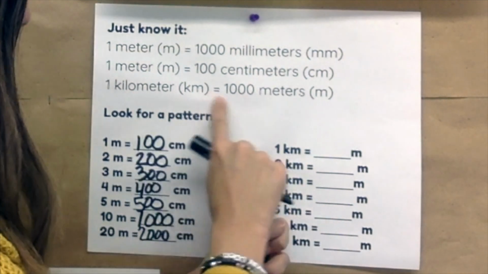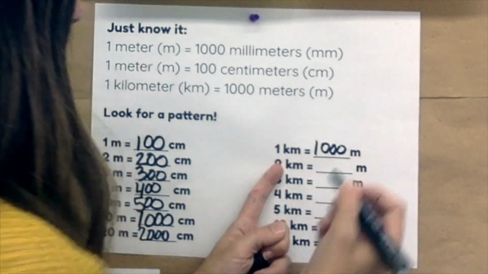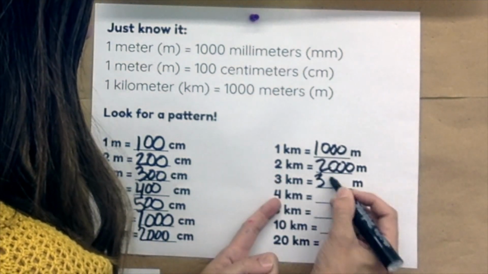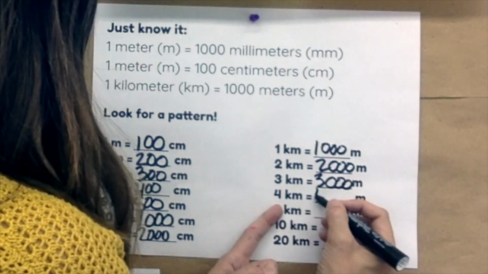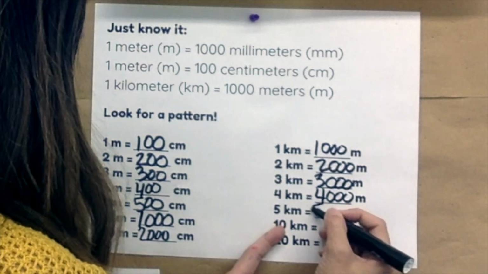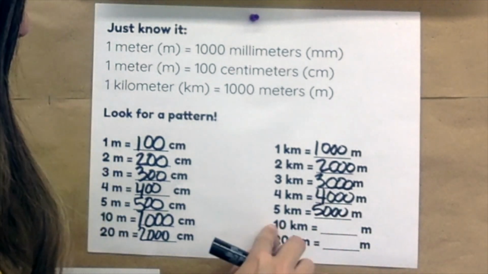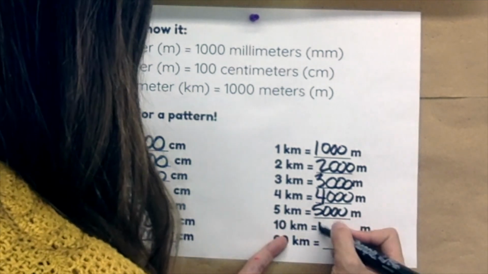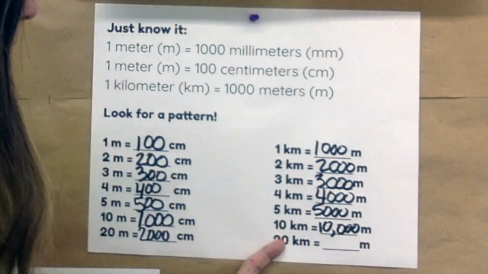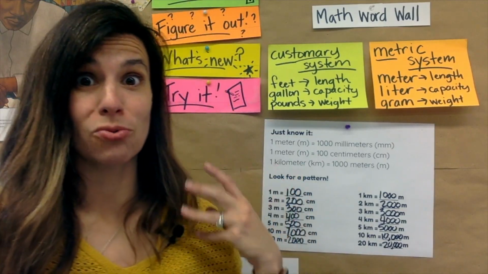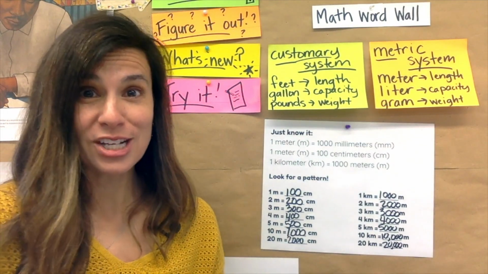1 kilometer equals 1,000 meters. 2 kilometers, 2,000 meters. 3 kilometers, see the pattern? 4 kilometers, 4,000. 4 times 1,000. 5 kilometers, 5,000. 10 kilometers, oh my goodness, 10 times 1,000, 10,000 meters. And then finally, 20,000. That's a really long distance. Wow. Great job with just knowing it today.